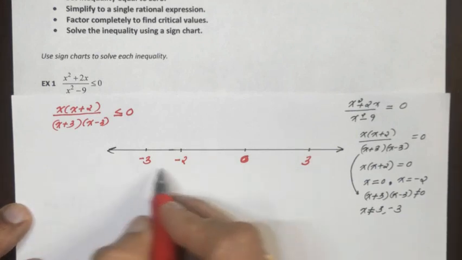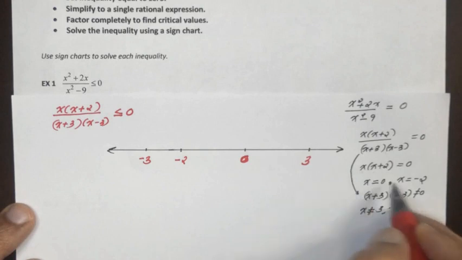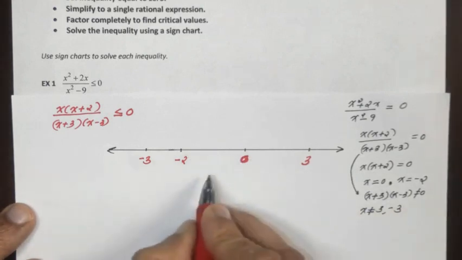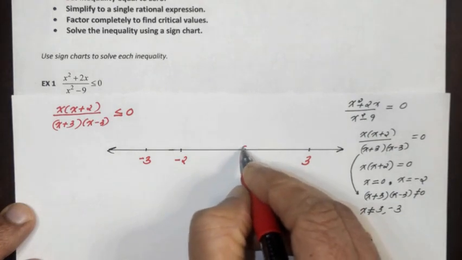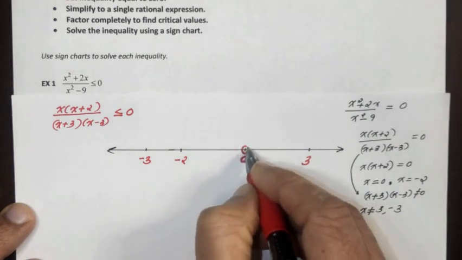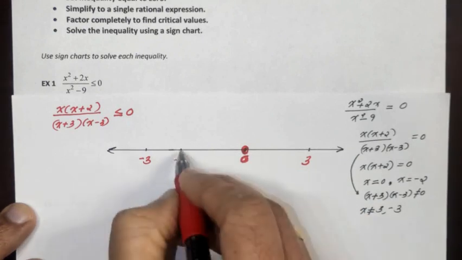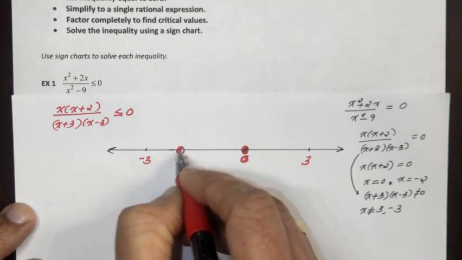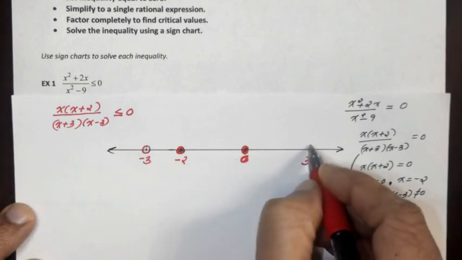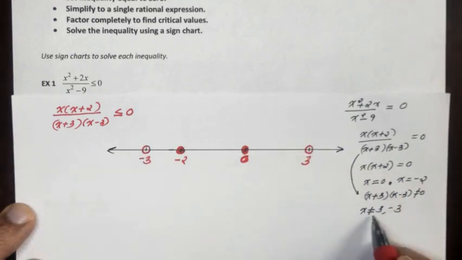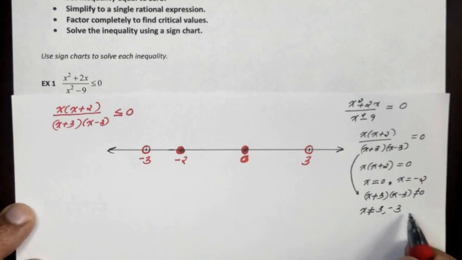So we also need to make sure that since these are the true solutions, it's a 0 and it is less than or equal to, so we need to shade this circle and this circle right here. Both should be shaded because they are inclusive, and those are open circles because they are under the restricted domain. 3 and negative 3 cannot be in the solution set.